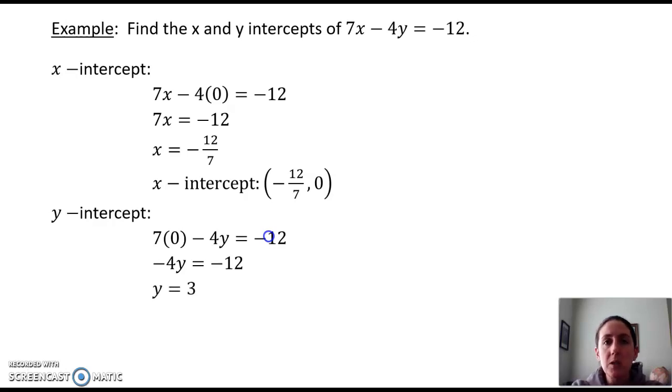So the place where the graph will cross the y-axis is when y is 3, but the y-intercept is an ordered pair, so we have to write it as an ordered pair, 0, 3.